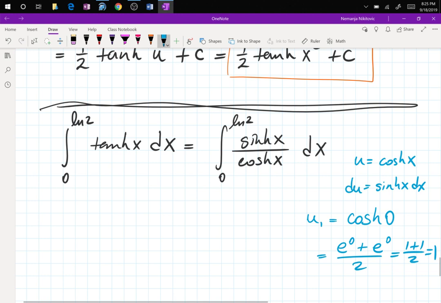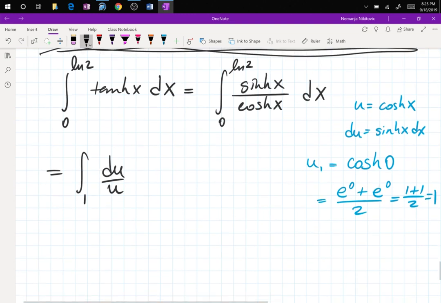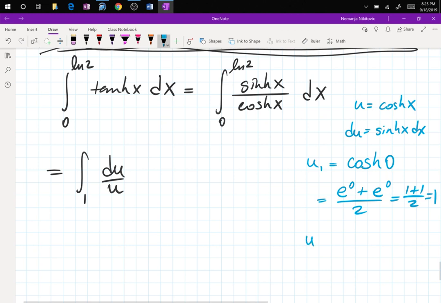So now, when I start writing my problem over here, I have integral from 1, and I have du over u inside, and now I have to calculate the upper limit, which is u2, which is cosine hyperbolic of ln 2. How much is that? Now, the fancy graph is not going to help here. So, e to the ln 2 plus e to the minus ln 2 divided by 2.